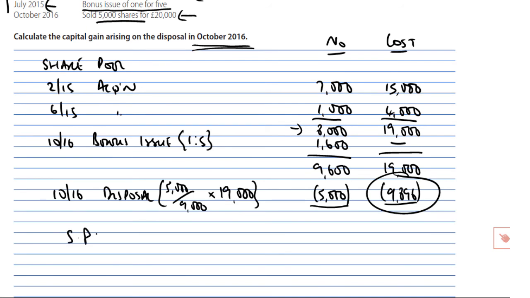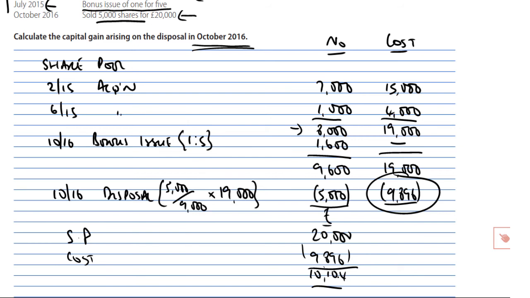Now again, we'd write it out properly. If we were doing a written question, it's sales proceeds. What did we sell for? It was £20,000. What was the allowable cost? It was £9,896. So what therefore is the gain? All being well, 10,104.